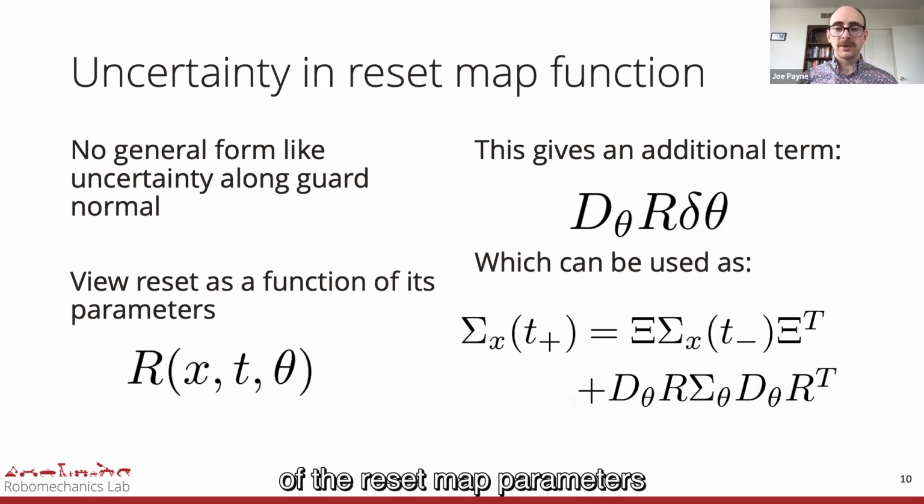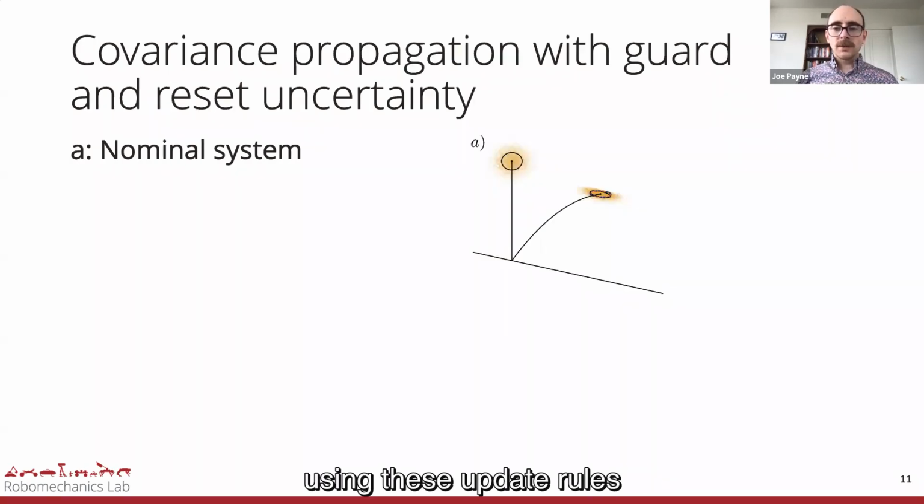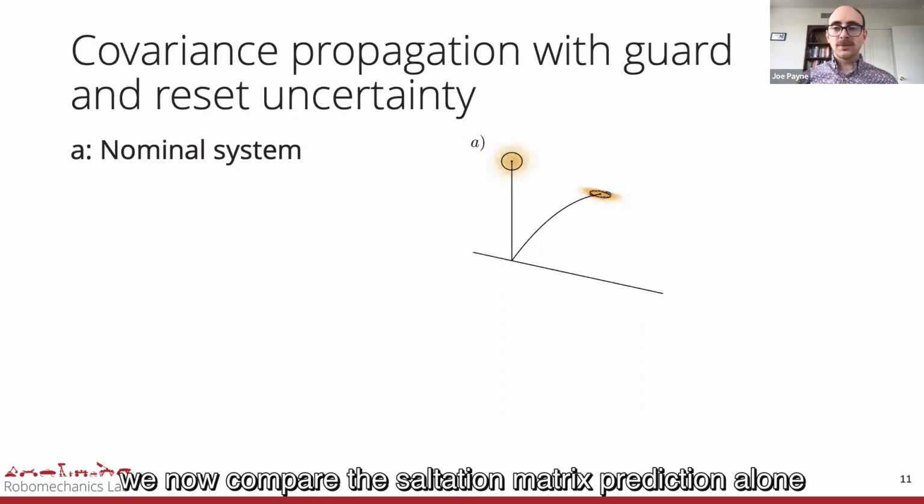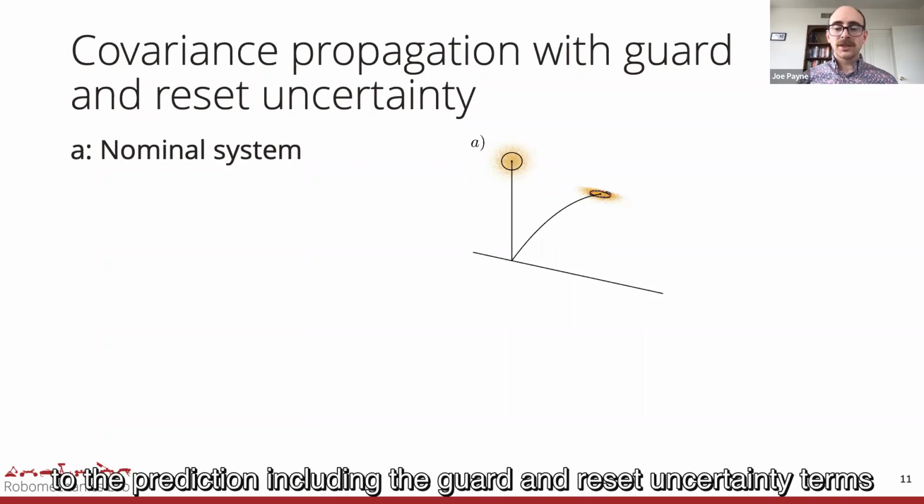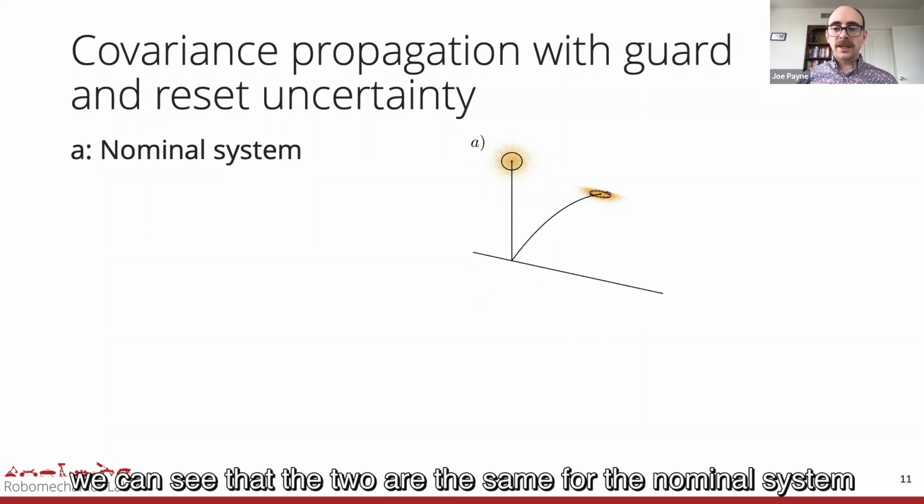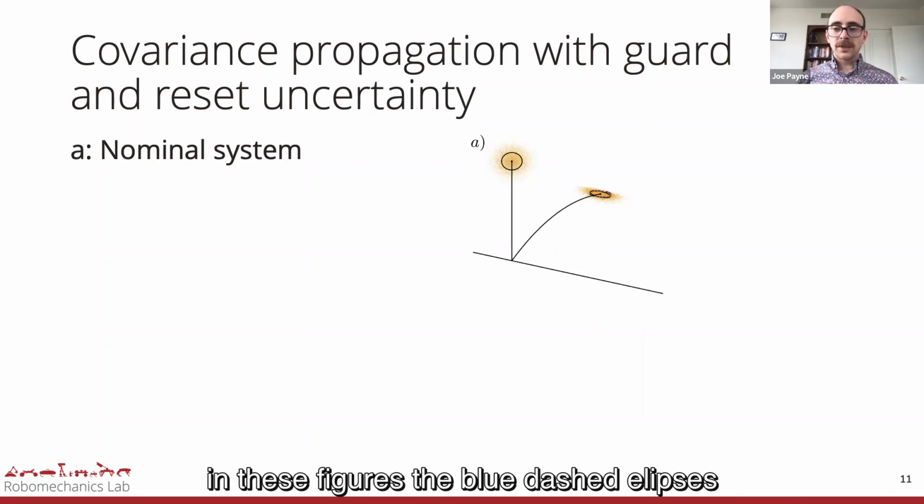This update can then be added in when updating post-impact covariances if we have an estimate of the distributions of the reset map parameters. Using these update rules, we now compare the saltation matrix prediction alone to the prediction including the guard and reset uncertainty terms. We can see that the two are the same for the nominal system. In these figures, the blue dashed ellipses represent the covariance predicted with the uncertainty awareness, and the red dotted ellipses are the saltation matrix alone.